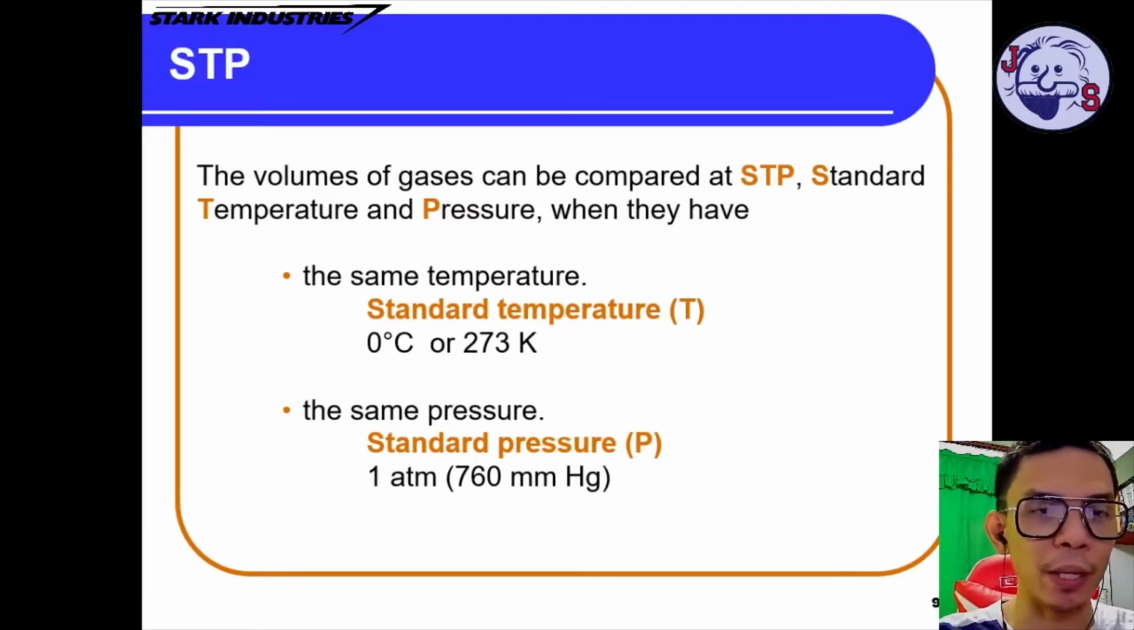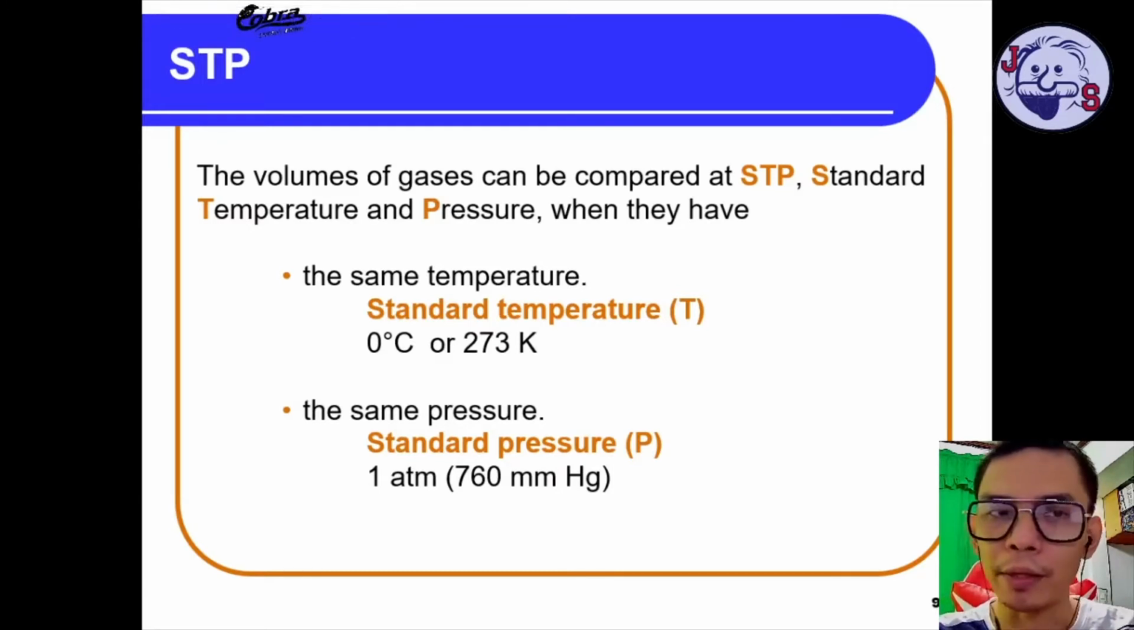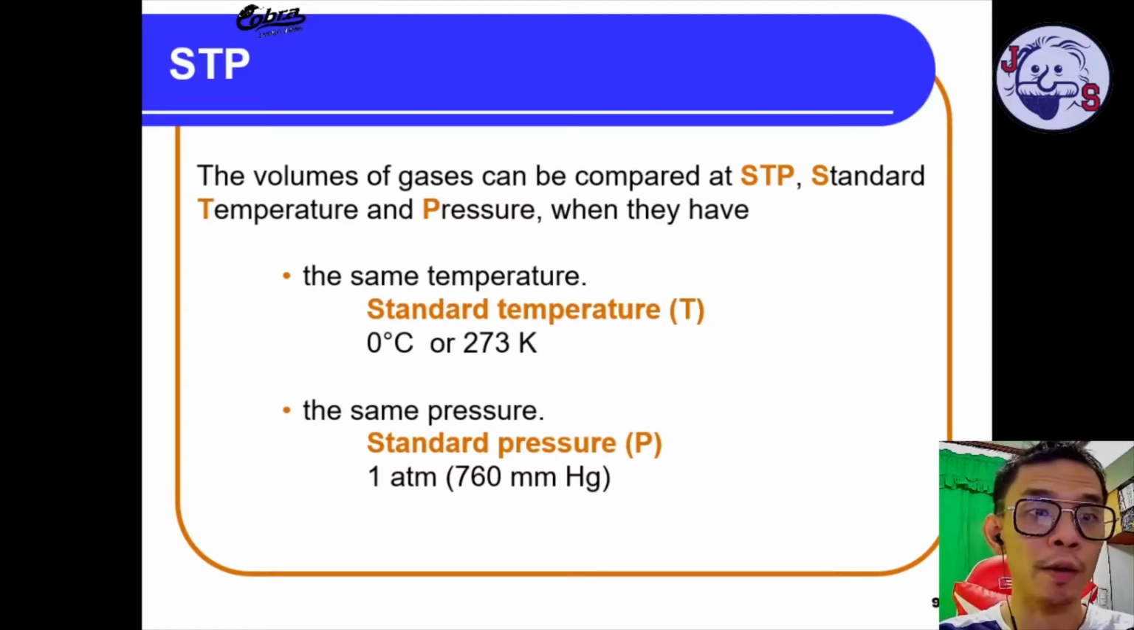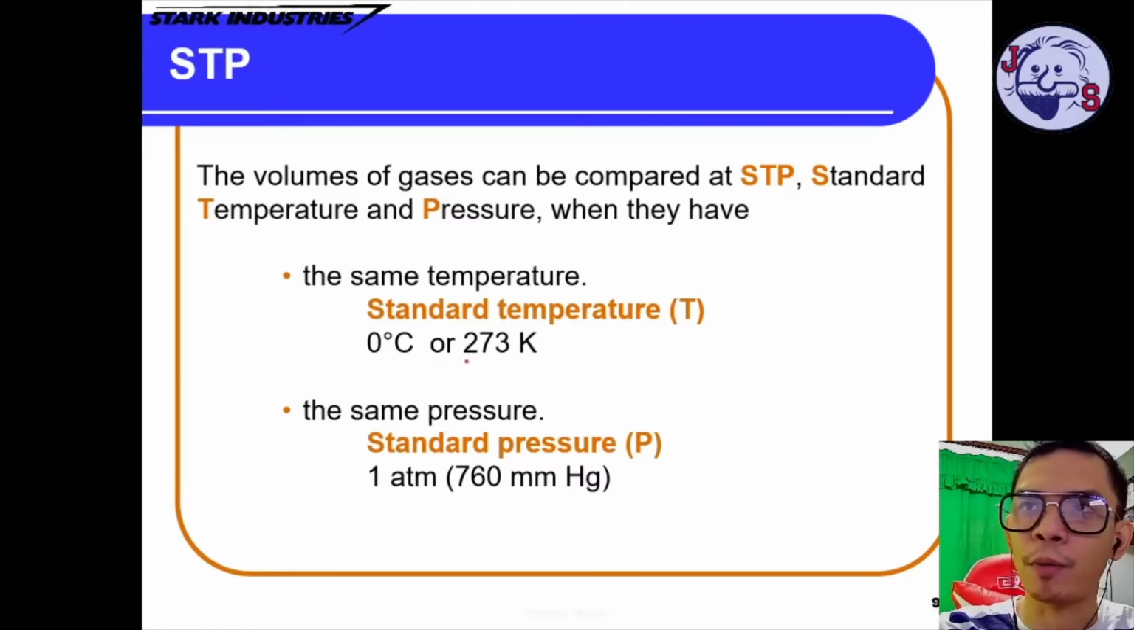So what do we mean by STP? STP means standard temperature and pressure. Now, what is the standard temperature and pressure? We have 0 degrees Celsius, or in Kelvin, that will be 273.15.